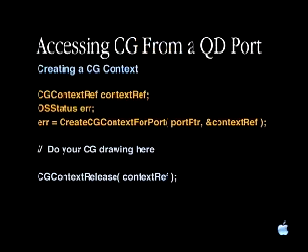So to create a CG context for a given port, very simple. There's one call, create CG context for port. You pass it a port, point it to a context ref. Couldn't be simpler. Do your CG drawing. Don't forget to release the context that you created when you're done.